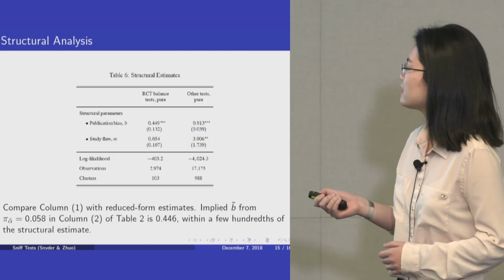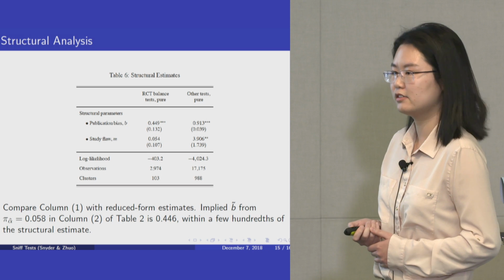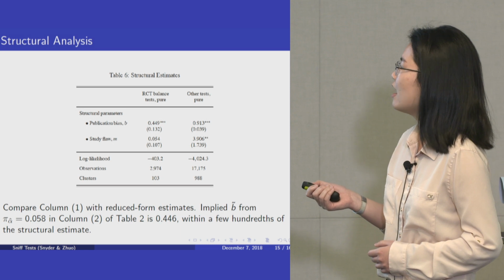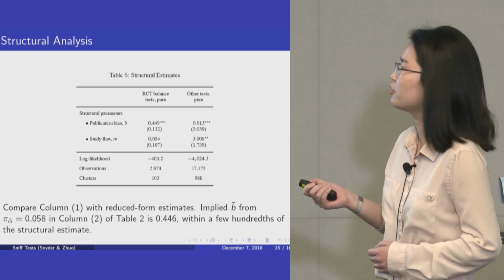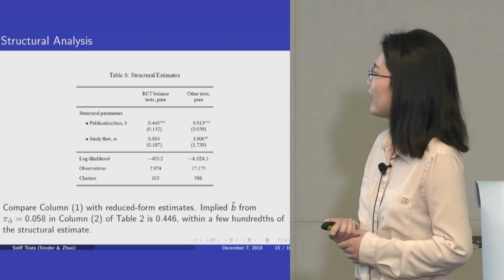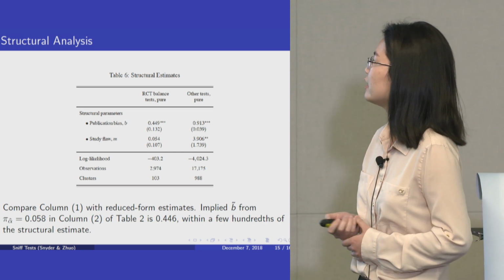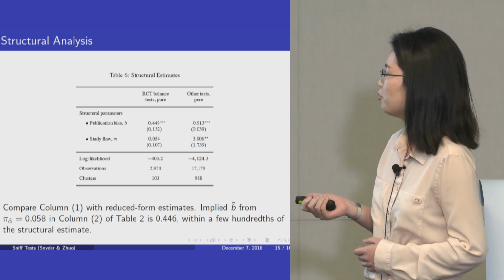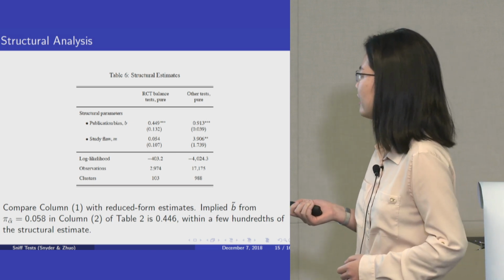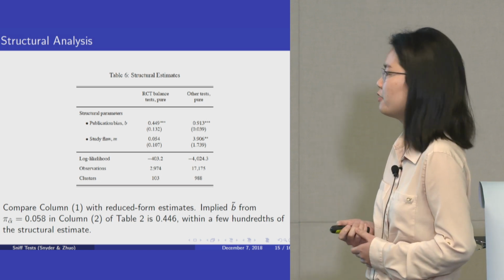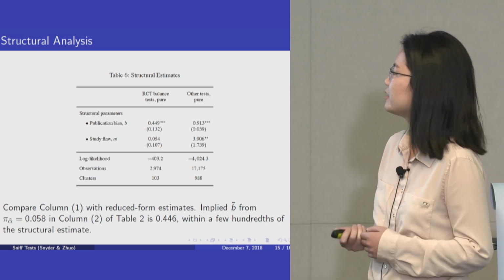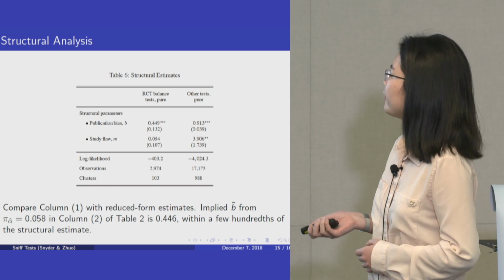And here are our structural estimates for the RCT balance test pure cases. We use maximum likelihood to recover those parameters, and this suggests that the study flaw parameter for this subsample is not significantly different from 0, as expected, and the publication bias parameter is around 45%. Compare this with the reduced form estimate that I presented in table 2. The implied B tilde from table 2 is within a few hundredths of the structural estimate, giving us confidence that our model correctly specifies the two forces that we think are present.